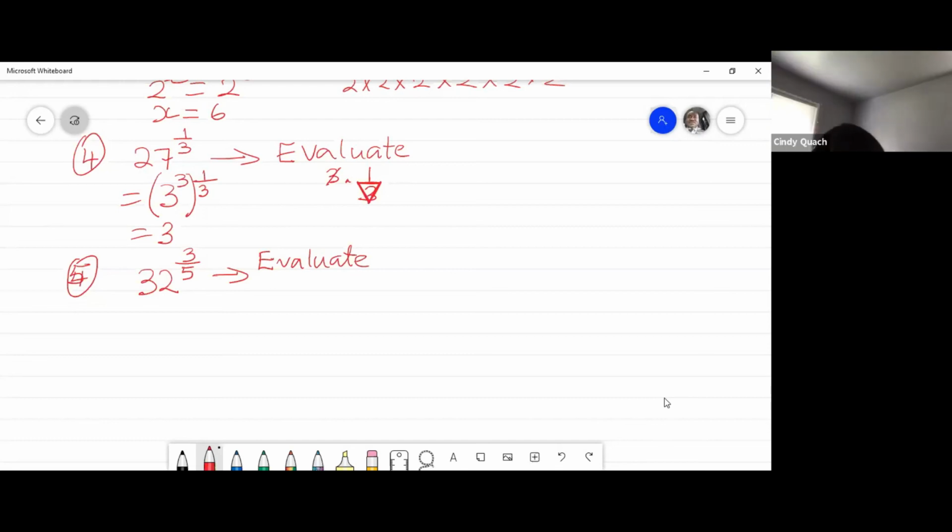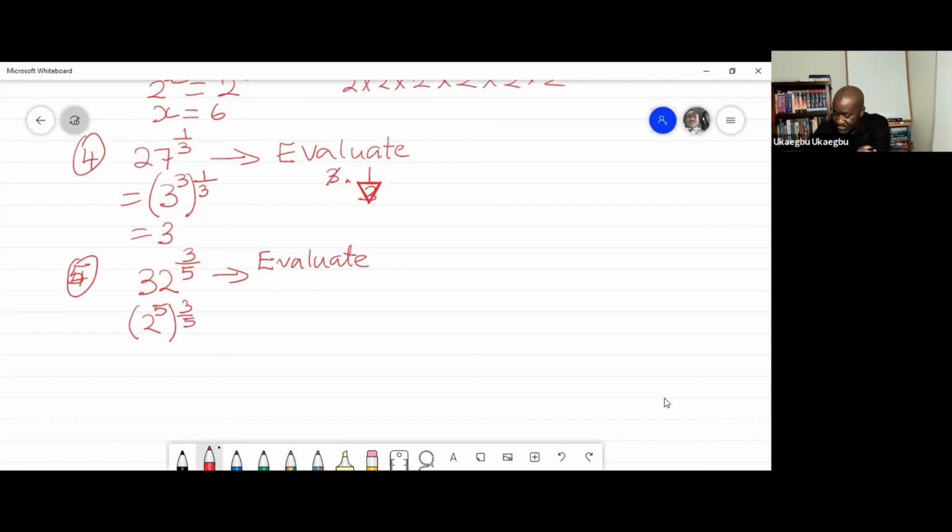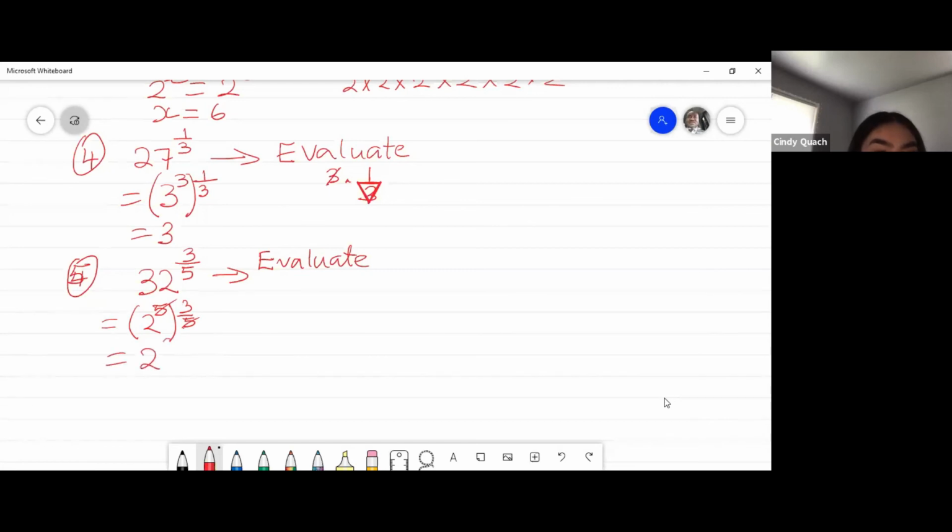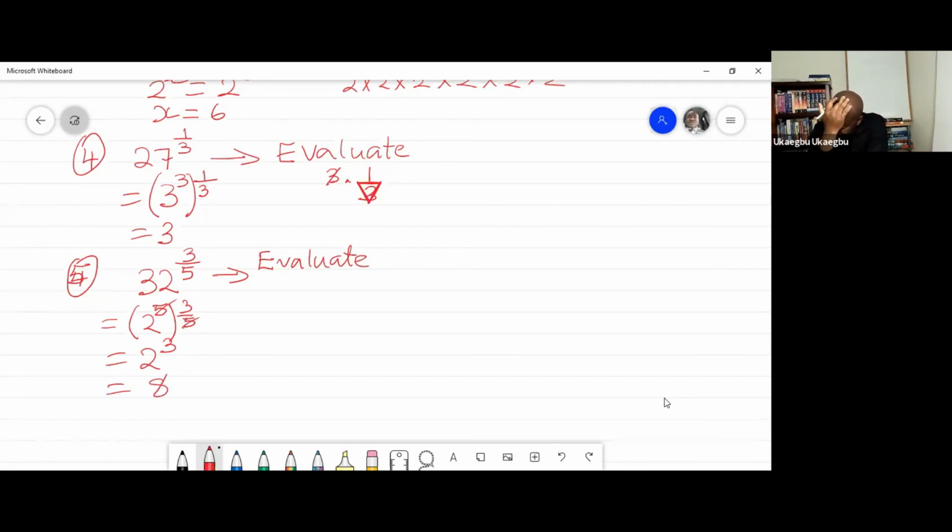What I did was 8, and then I put parentheses 2. You said you opened a parenthesis. And then I put 2 to the 5th power, close parentheses, 3 over 5. Okay, 3 over 5. And it was 2 to the 3rd power. So you see 5 divided by 5 is 1, so you're left with 2 raised to power 3, which is 8. And that's correct. Thank you, Cindy.